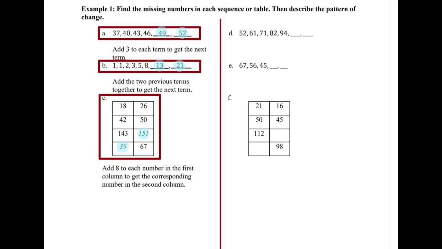Okay, so A, we're adding 3 every time, right? So that's what they said here. You add 3 to get to the next term. So add 3, add 3, add 3. 46 add 3 is 49. 49 add 3 is 52.